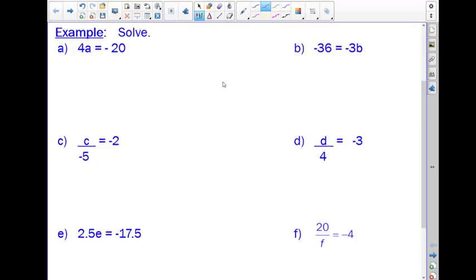So what we have to do is ask ourselves, what is the opposite of multiplying? And the answer is dividing. So we're going to divide both sides by 4. So I rewrite both sides and I divide them both by 4. If we divide negative 20 by 4, it goes negative 5 times. The answer is negative 5. Okay?